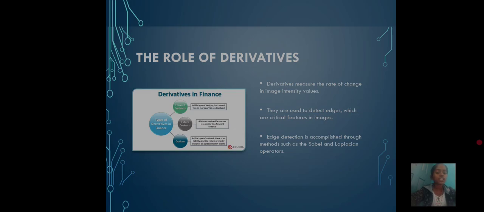Derivatives in finance: there are mainly three types of derivatives in finance. They are forward contracts, future contracts, and options.